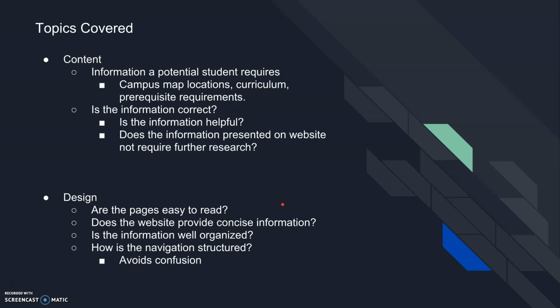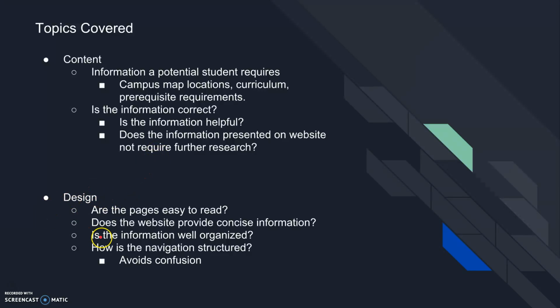As for content, we will be looking at the information the potential student requires. This is the information that a student absolutely needs for admission into the program. This information includes campus map locations, curriculums, and prerequisite requirements. We will also look to see if the information is actually correct, as some websites are not very well updated. As part of correctness, we will also look at if the information is actually helpful and if the presented information does not require a student to dig a little deeper.